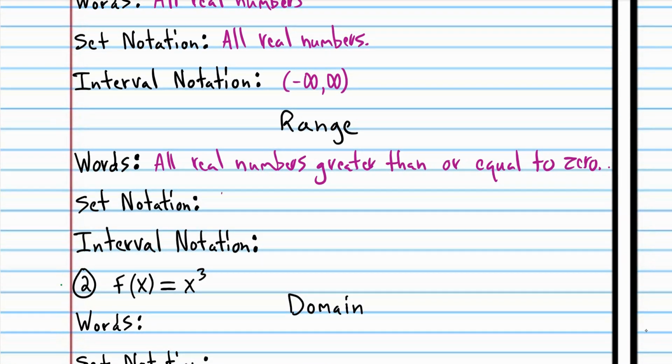In set notation, we say the set of all y values, because this is the range, the set of all y values such that y is greater than or equal to 0. And in interval notation, we use a bracket because 0 is in the range, and an infinity symbol, and then a parenthesis.